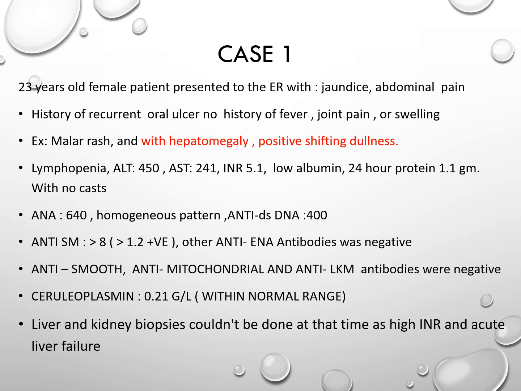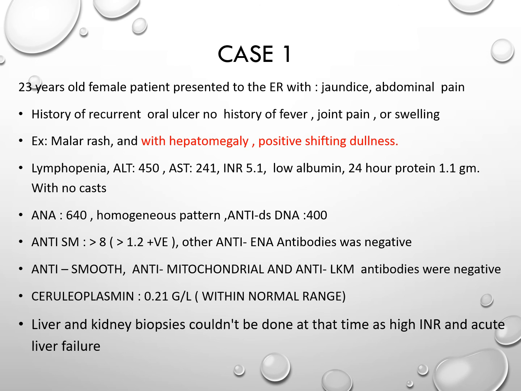So I will end the presentation with two interesting cases from our institute. She's a 23-year-old female presented to the ER with jaundice, abdominal pain, history of recurrent oral ulcers, joint pain, malar rash, hepatomegaly, positive shifting dullness, lymphopenia with high SGPT more than 5 folds, and the INR was 5.1, low albumin, and 24-hour protein in urine was 1.1 gram. ANA was positive, DNA was positive too, and at that level the patient was diagnosed as SLE.